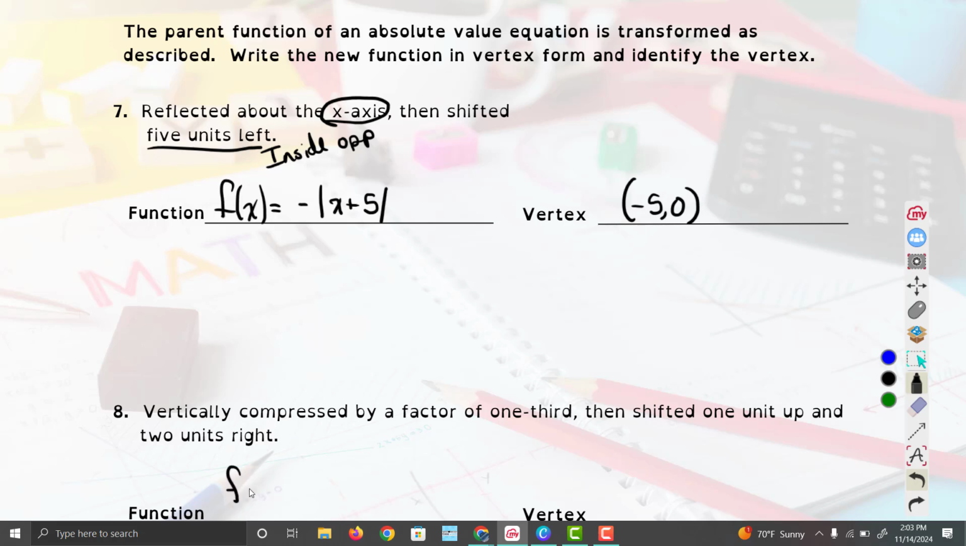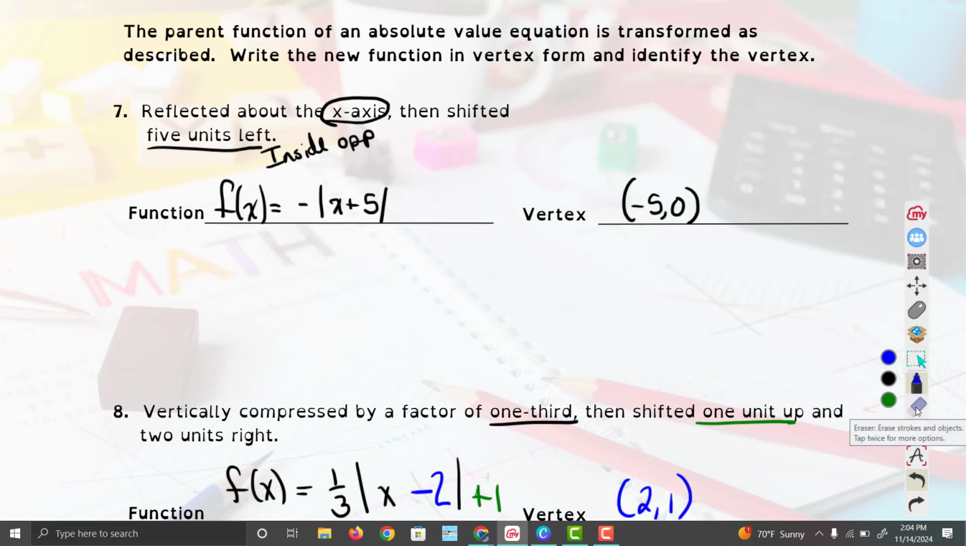On this next one, it says I'm vertically compressed by a factor of 1/3. So a of x equals 1/3. And then it says that I am shifted 1 unit up. So it's going to be +1 at the end. And 2 units to the right. So inside with the x, I'm going 2 units to the right. So that means -2. And my vertex is at 2, 1. And so that's it for that topic.